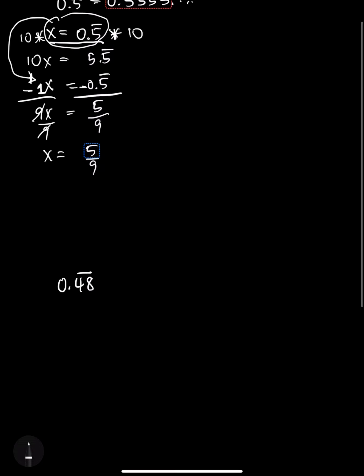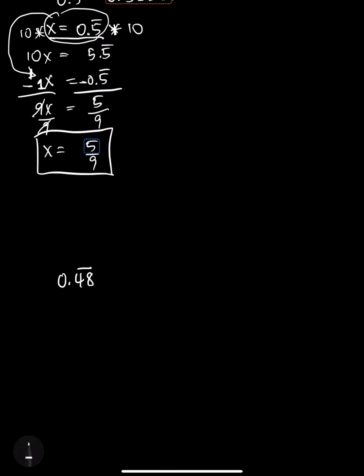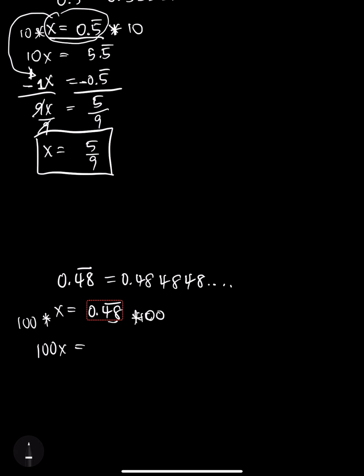And so to repeat the process for 0.48 repeating, it's the exact same way. That is 0.48, 48, 48, dot dot dot, right? And so we do the same thing. x is equal to 0.48 repeating. Since this is a hundredth, we multiply this times 100 on both sides. And so now we have 100x is equal to 48.48 repeating, right?